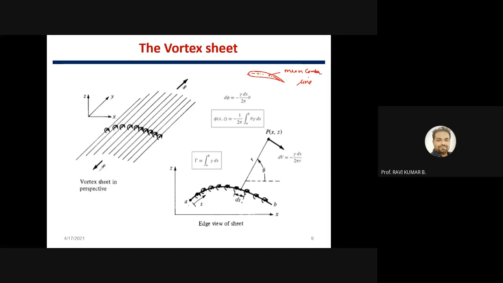So the elementary distance is ds, and we are drawing a point perpendicular to this. This is the point which is perpendicular to this elementary distance that you have considered. And over this point, you will calculate the strength of the vortex. What is the strength of the vortex over here? That you will find out.